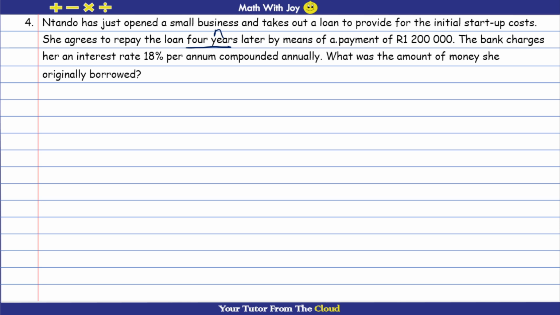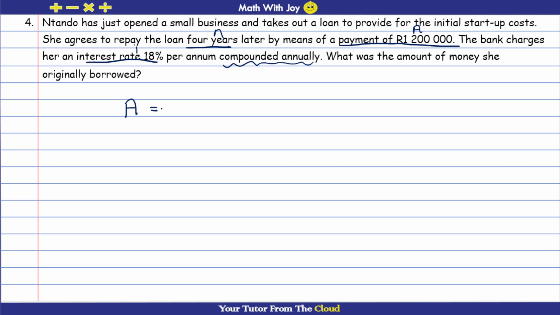4 years later by means of a payment of 1,200,000. So this is the total amount Ntando is going to pay after 4 years. So that's going to be the A, because she would take out the loan now, she has to pay back the loan, and after 4 years if she pays 1,200,000, that means that's the accumulated amount of the loan. The bank charges her an interest rate, that's the I, of 18% per annum, compounded annually. So when they say compounded annually, they just mean that you must now use the compound formula.